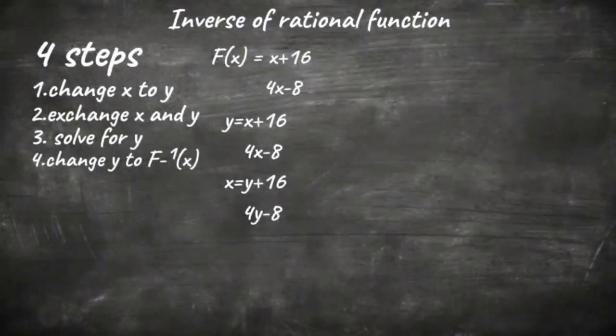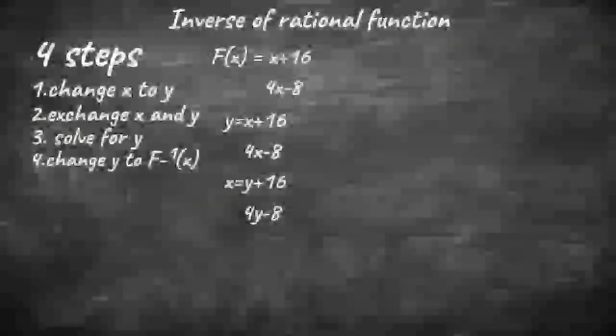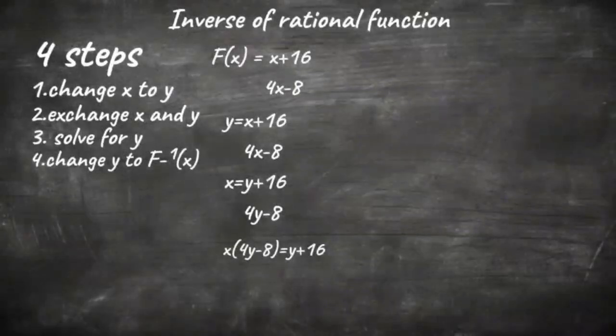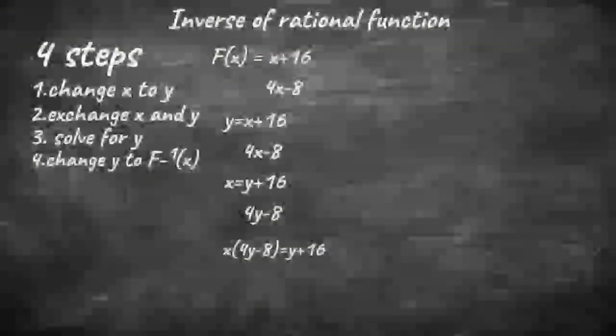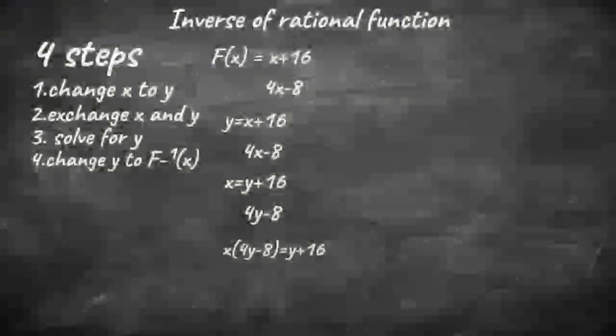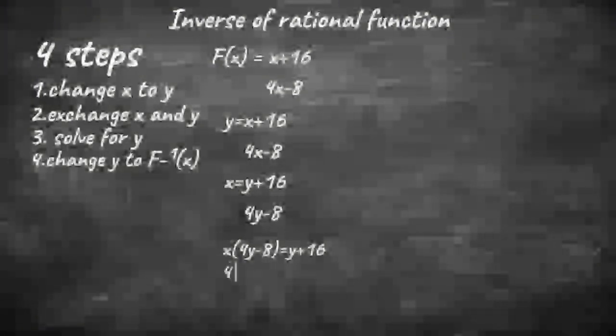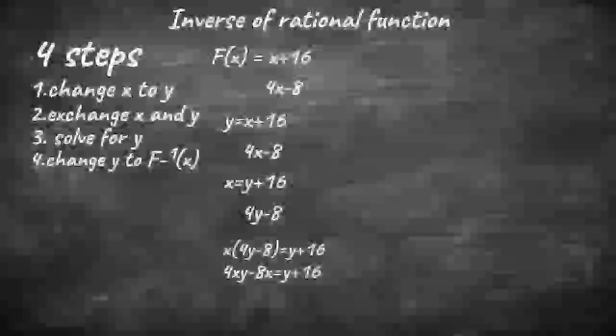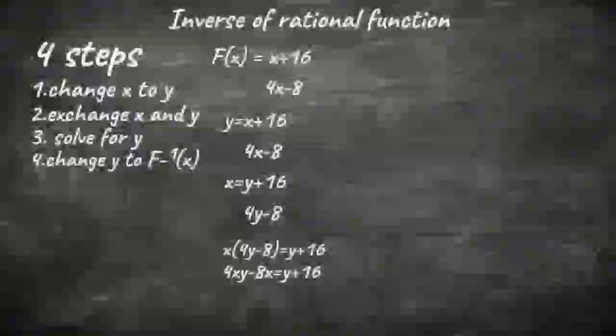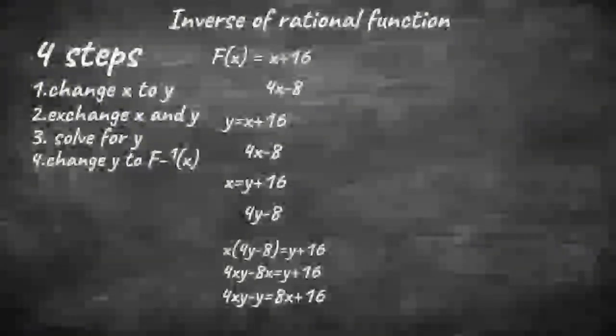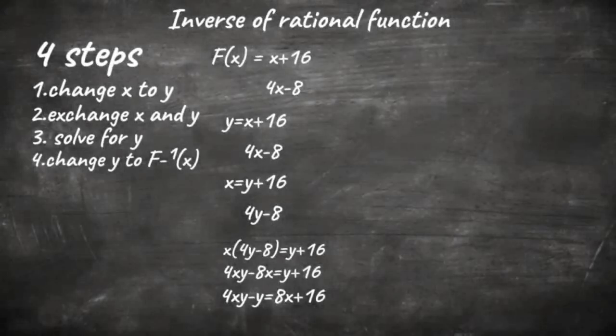Then solve for y. So cross multiplication. So we have x times 4y minus 8 equals y plus 16. Then simplify, so distribute. So this one: 4xy minus 8x equals y plus 16. Then all y in the left side. So we have 4xy, then transpose this y, it becomes negative y.